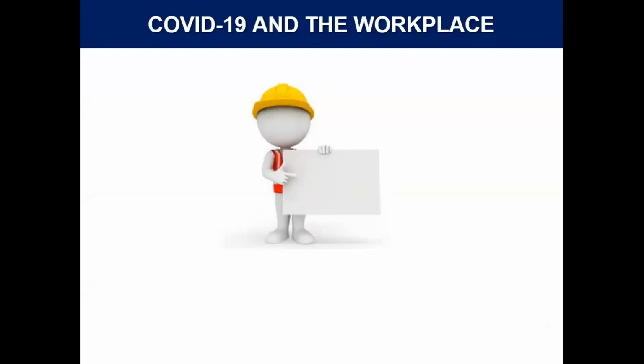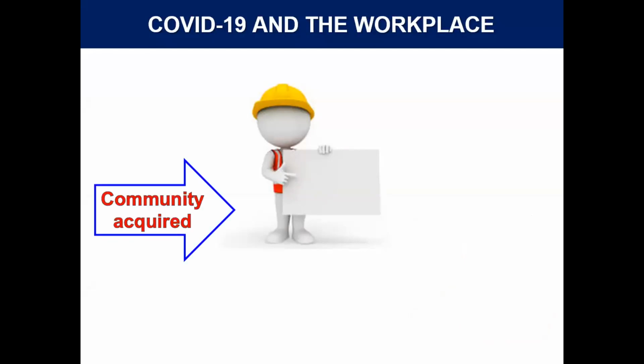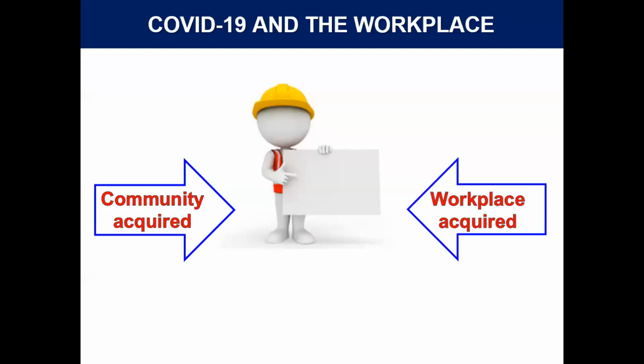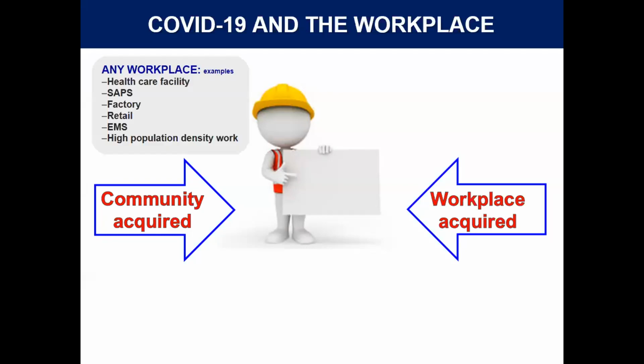So now let's look at COVID-19 in the workplace. How does COVID-19 come into the workspace? Well, there's two ways it can come into the workspace. The first is through community acquired. As a worker, you are in your communities and doing your social activities. You may contract the disease and unintentionally come into the workspace and then spread it within the work area, or it may be workplace acquired, and due to the type of activities you conduct, you may be exposed at work.